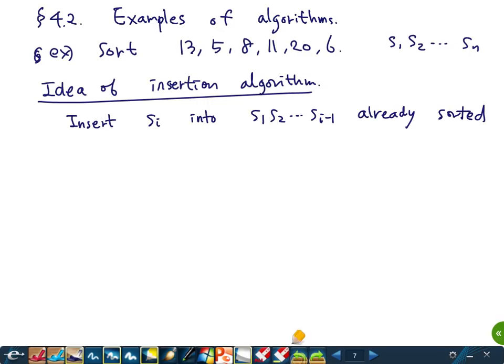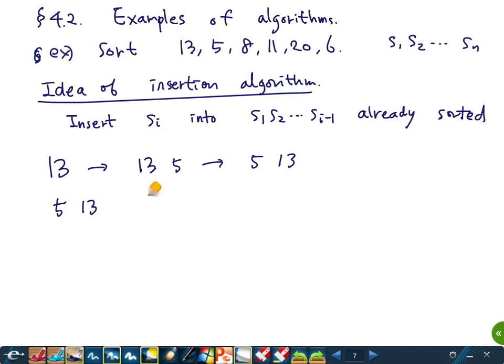For instance, like this, we have 13. It is just 13, right? Just one thing is already sorted. Now consider the next number, 5 and 13. 5 is smaller, so we need to place it before 13. So this becomes 5, 13. Basically, this is how we insert 5 into the previous sequence. Now we have 5, 13.